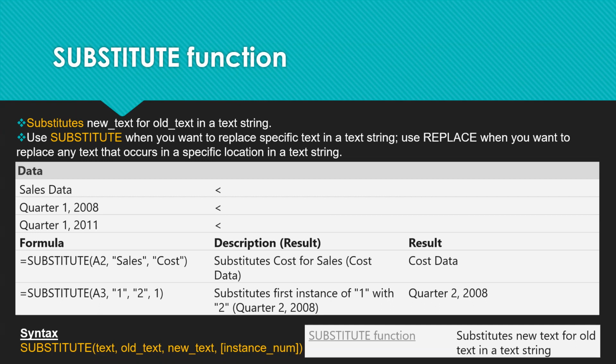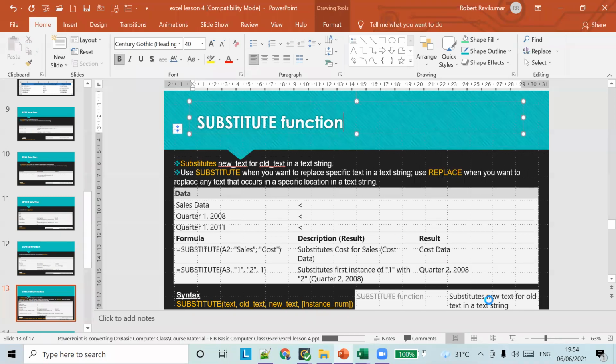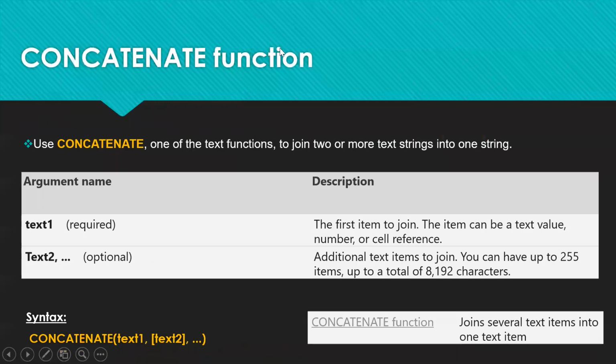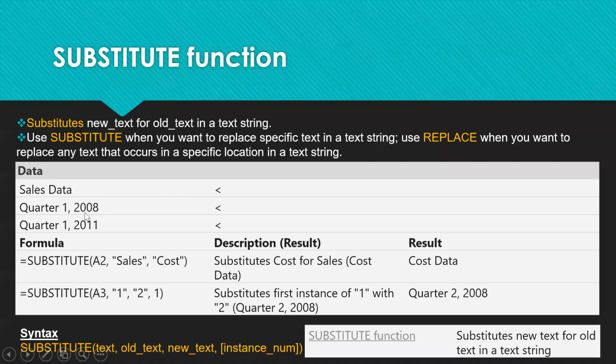So there are two things here, substitute and replace. Ideally this should also be in yellow color. So we'll learn substitute and replace. I think there is no example for replace, sorry. See here we are going to replace sales with cost. The input is sales data, and it's going to change sales to cost. Here you can see the results.